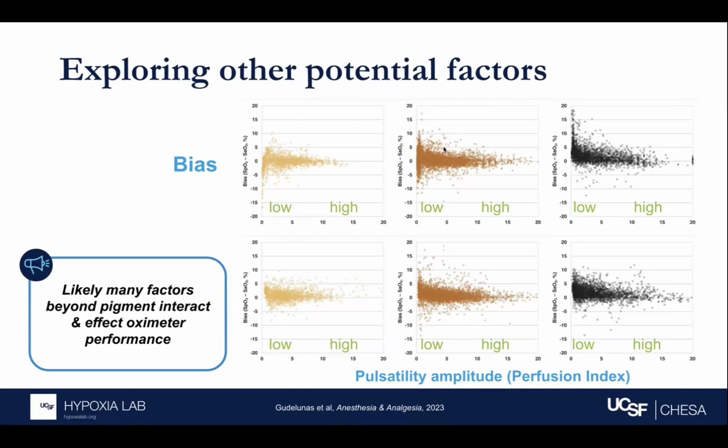is the left column, medium pigment and dark pigment, that as you move from right to left in any of these graphs, you see the noise start to increase. You see the bias start to increase. So this is going from high perfusion to low perfusion. Kind of think of it as going like the signal quality starts decreasing, although the factors that go into pulsatility amplitude are many more. It's a bit more complex than that. But what we saw was that perfusion is a big factor here.